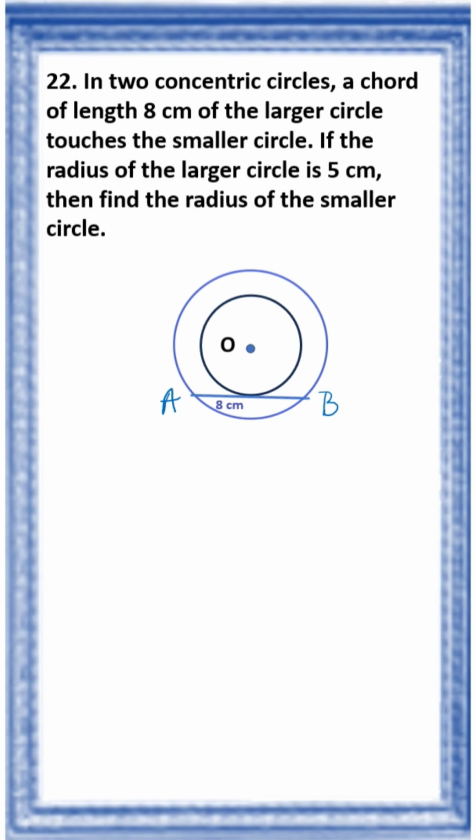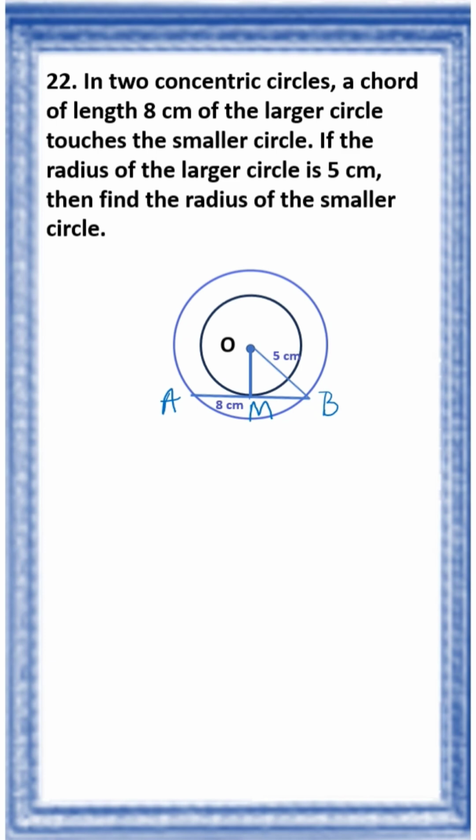If the radius of the larger circle is 5 cm, find the radius of the smaller circle. Let us draw a perpendicular to chord AB, which is also the radius of the smaller circle. Let us name this point M. So OM is the perpendicular bisector of chord AB.